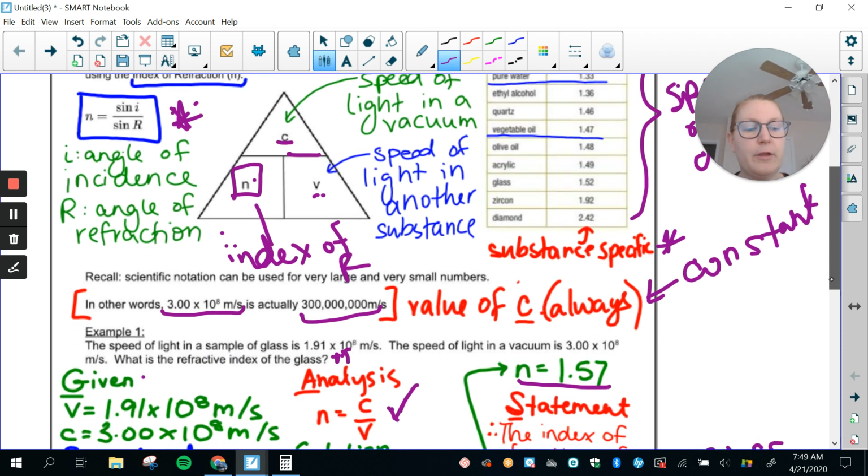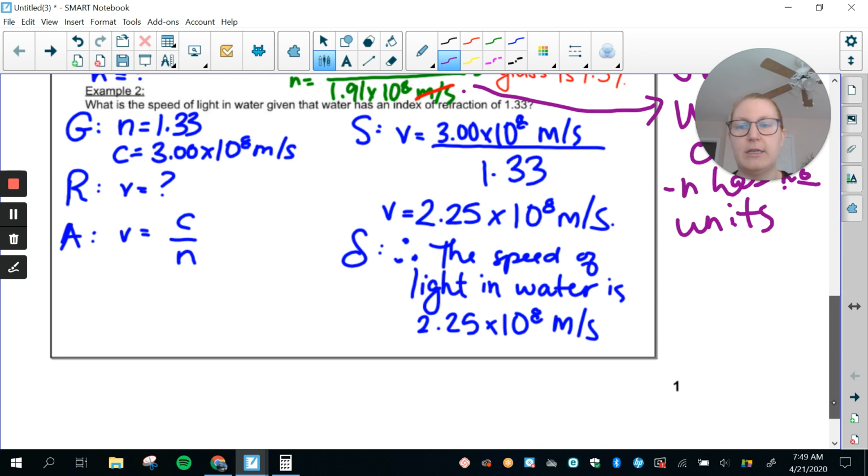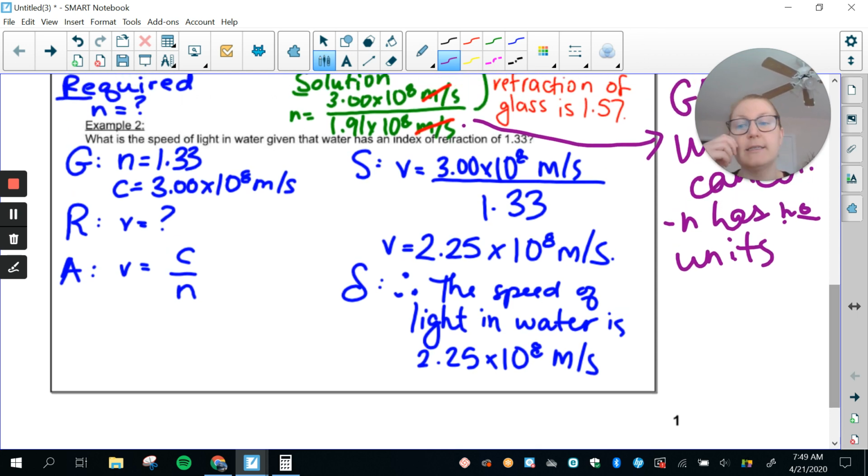So I'm just going to briefly go back down here for a sec, which is example 2. So this time we're being asked what is the speed of light in water, given that water has an index of refraction of 1.33. Now, on first glance, this might seem like, oh, they've only given us one value. But remember, we always know C. Okay, C is a constant, so it never changes. We can always write it in.